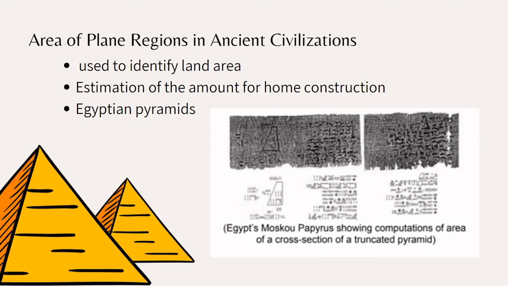In retrospect, computing the area of plane regions was already used during ancient civilizations to identify their land area and for the estimation of the amount of materials they needed for home construction. Evidence through artifacts shows that Egyptian pyramids were built by solving area problems, like this Egyptian Moscow papyrus.